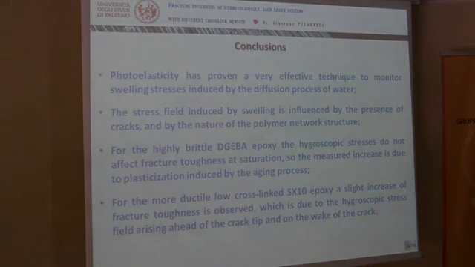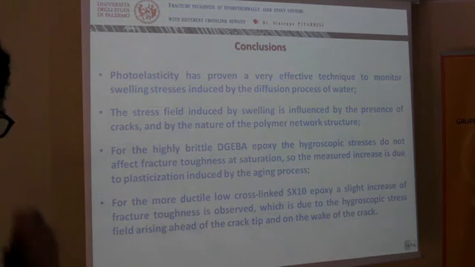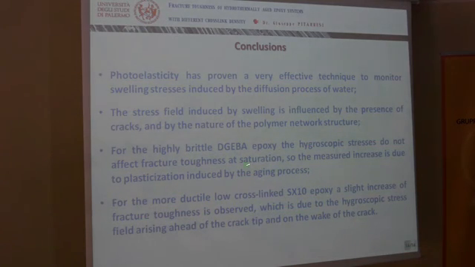So basically, conclusions from this study: photoelasticity has proven to be a very effective technique to monitor the swelling stresses induced by the diffusion process of water. The stress field induced by swelling is influenced by the presence of cracks and by the nature of the polymer network. And for JEBA, the microscopic stresses do not affect fracture toughness at saturation, and the measured increase is due to plasticization. While for the SX10, the fracture toughness is observed to slightly increase, and this is due to microscopic stresses arising ahead of the crack tip and in the wake of the crack.